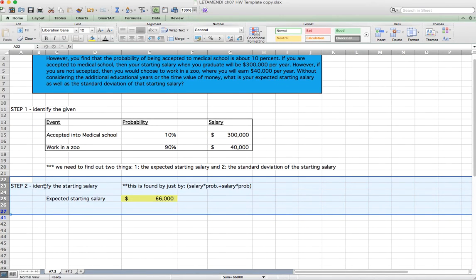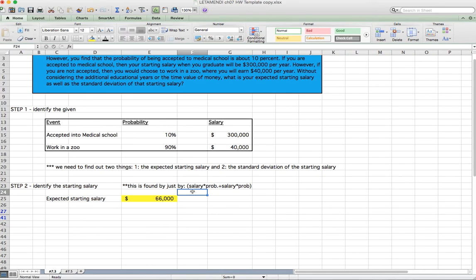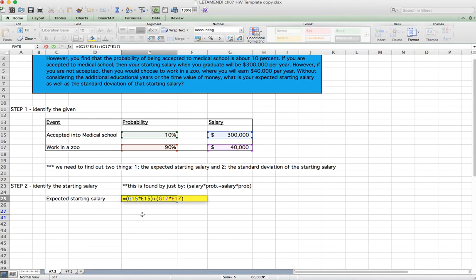The next step is to identify the starting salary, and all you really do, and this is me putting the Excel formula into words so it can be understood, is all you do is the salary multiplied by the probability plus the salary multiplied by the probability. So what we're going to do here is the salary times the probability plus the salary times the probability. And that's what you do here.